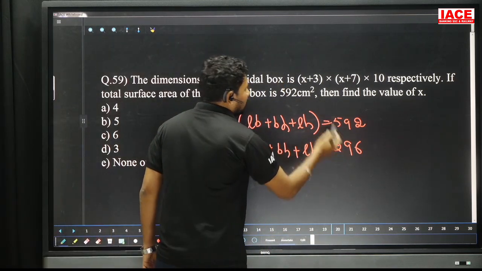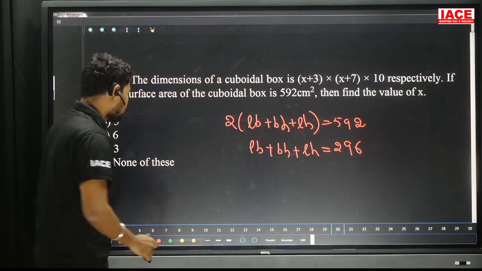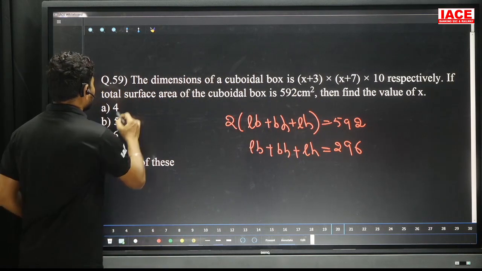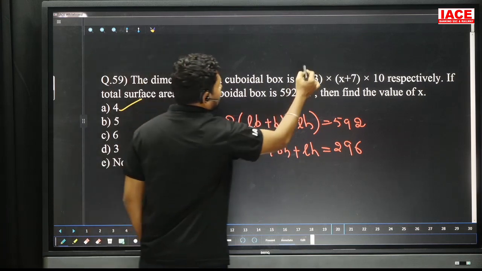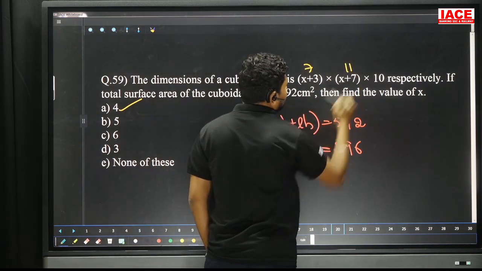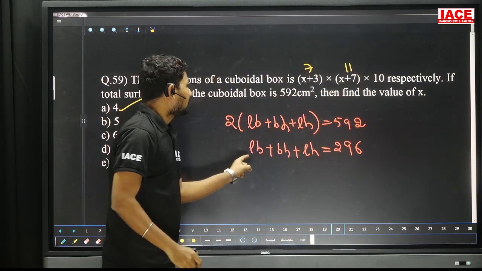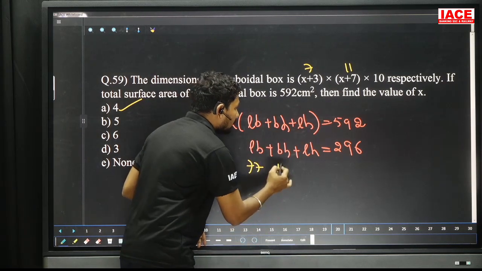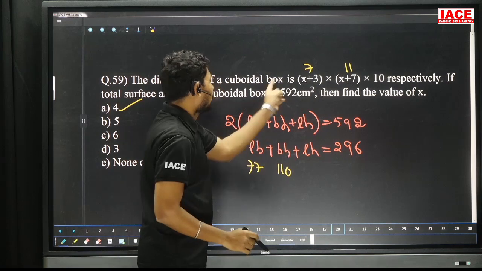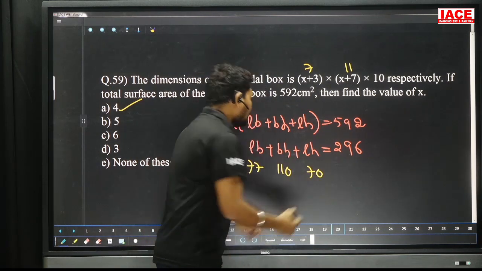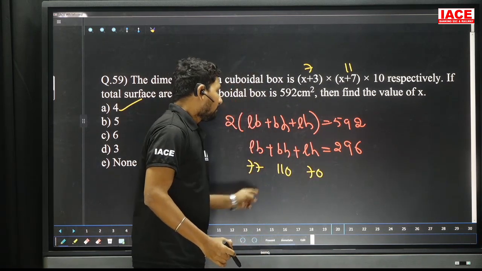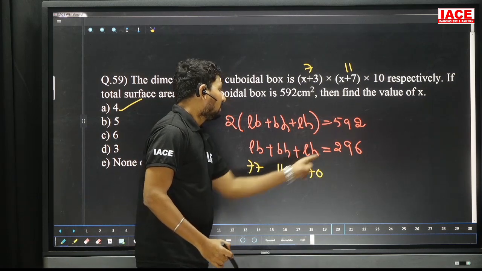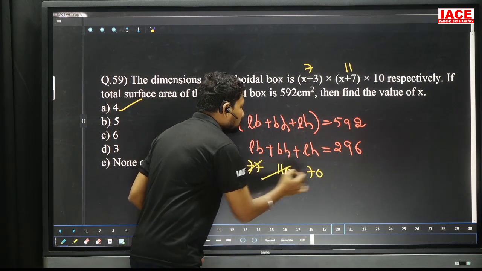So instead of solving for x, you have to go through the options. It is better. I am going for the first option. First option is what? 4. 4 means it becomes 7, 11 and 10. So I have to substitute here. 7 into 11 is 77. 11 into 10 is 110. Next 7 into 10 is 70. 70 plus 70 is 140. 140 added to 110 is 250. It is not near to 296. That means this option is wrong.